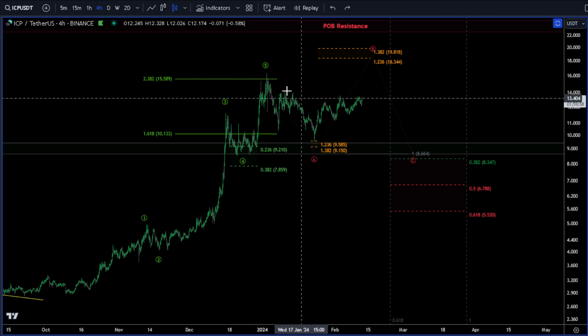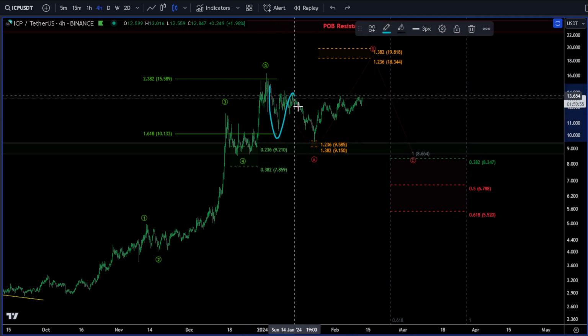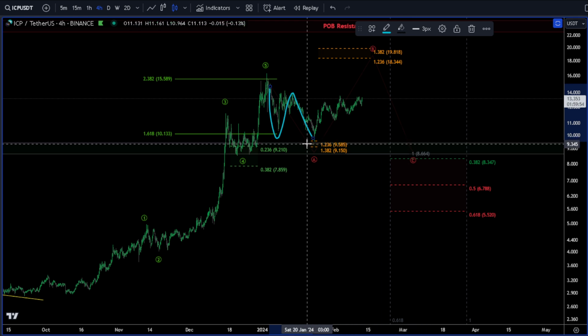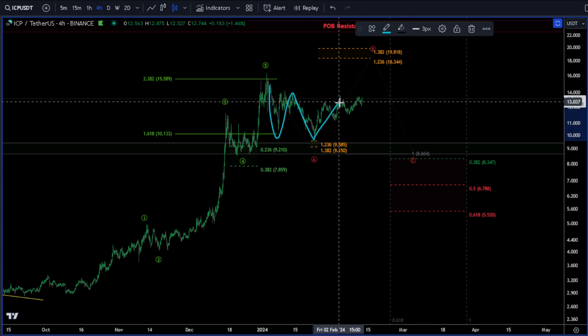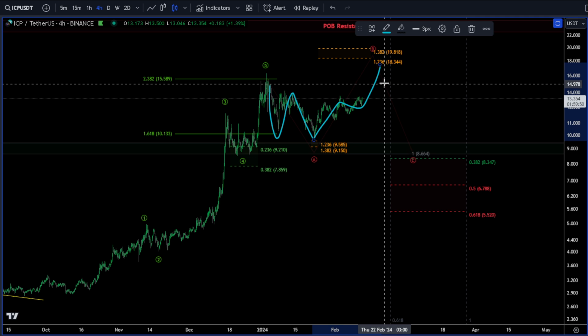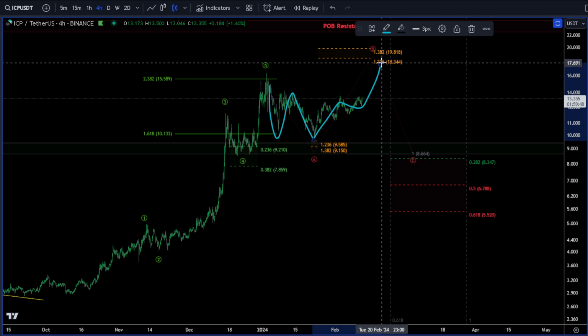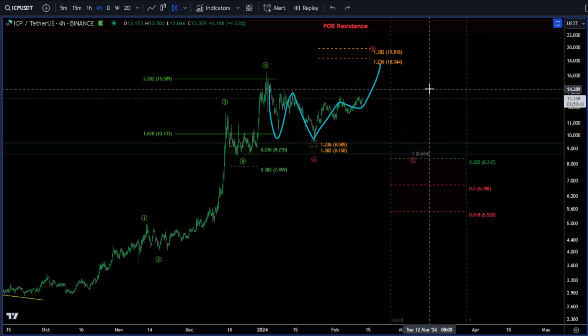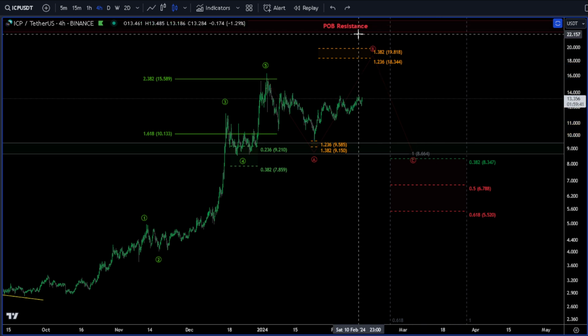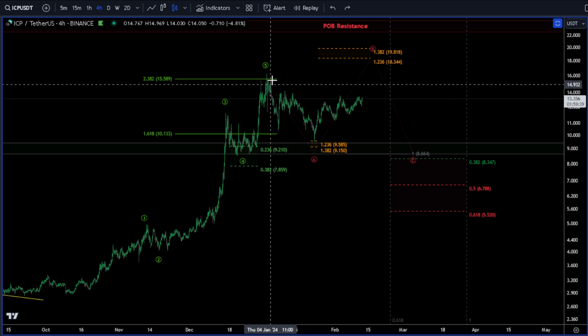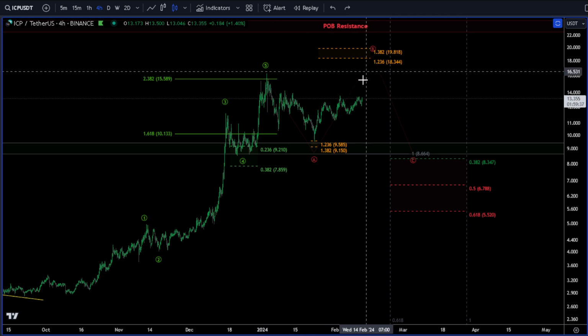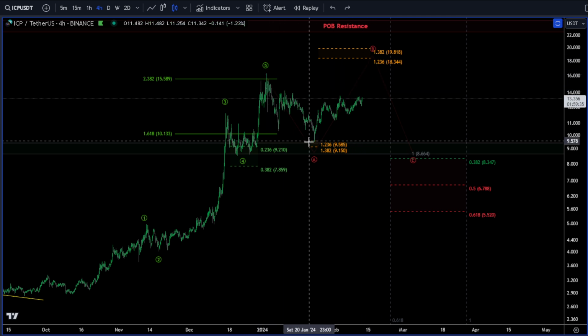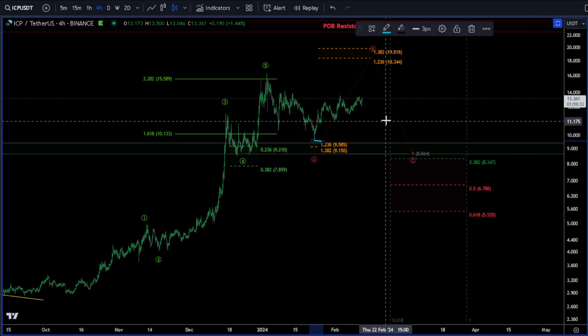Now the difficulty in this structure is the fact that we started with 3 waves for our A wave. We're looking to challenge the previous high of the fifth for our B wave and then make 5 waves down for our C wave as a flat. What we would like to happen is challenge new highs for our B wave above the previous fifth, because in a running flat we should protect our A wave.